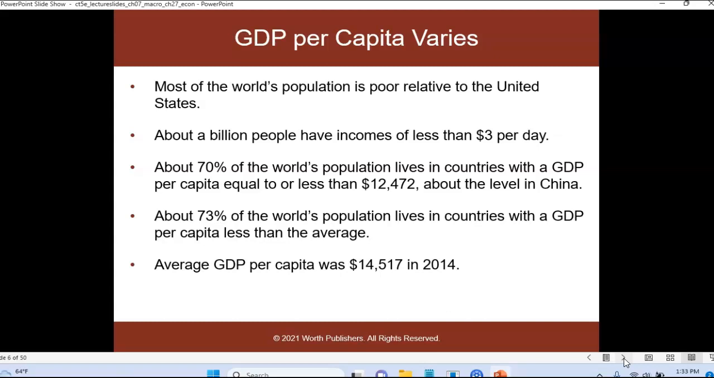73% of the world population lives in countries with a GDP per capita less than the average. Average GDP per capita was like $14,500 in 2014. These growth factors have changed how people make decisions. And it will also be implicated of what people do in markets as well. So those are things that you'd want to look at for this week.